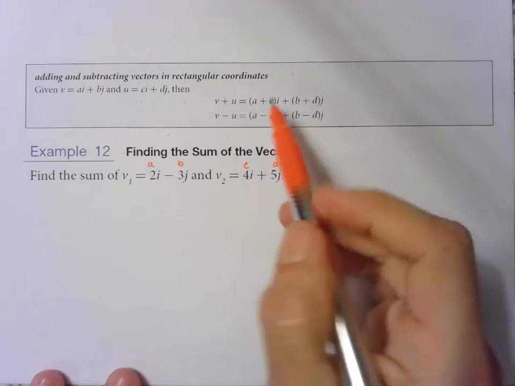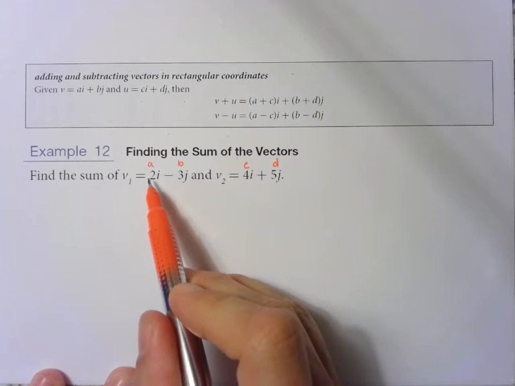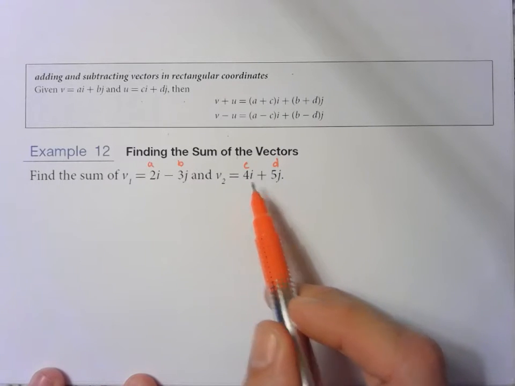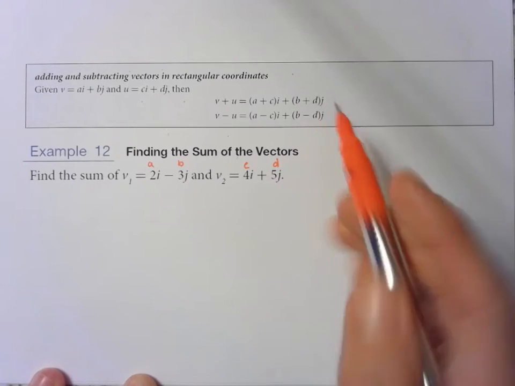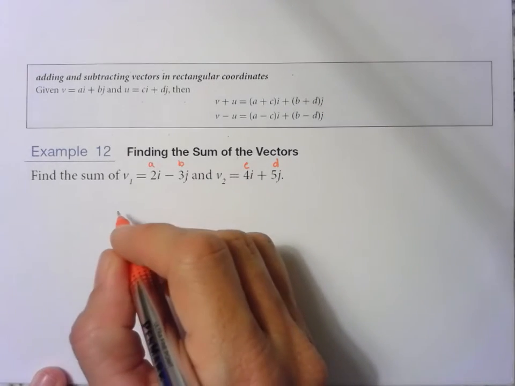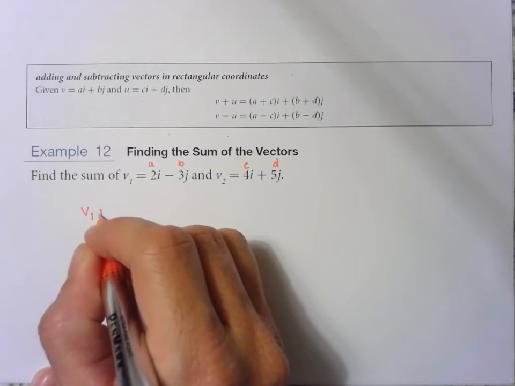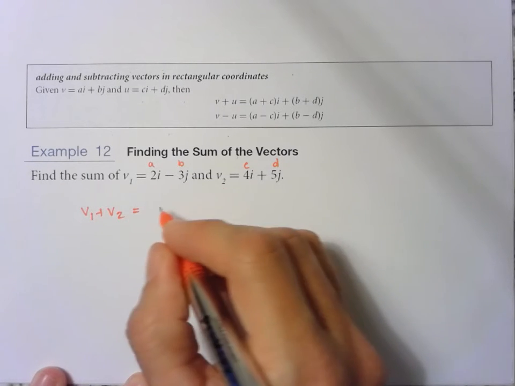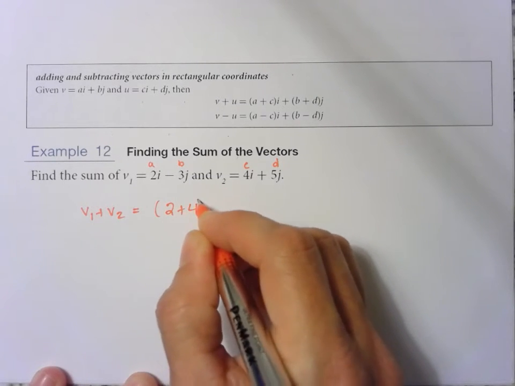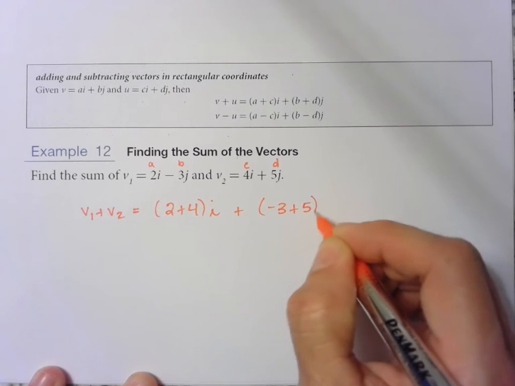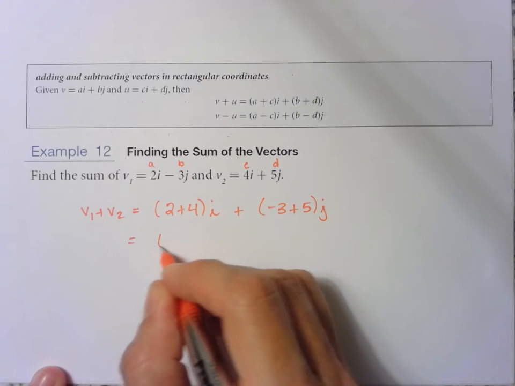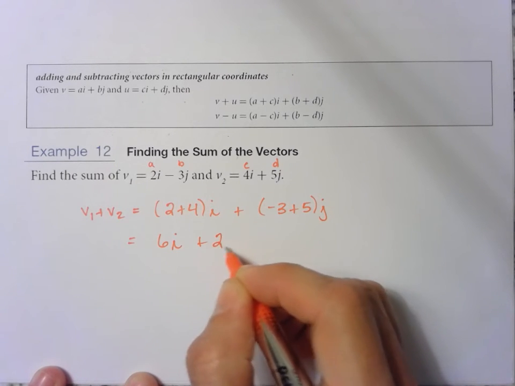So we just use the formula, (a plus c) i, so in other words, add the a's, put an i, add the b's, put a j. So the sum v1 plus v2 is (2 plus 4) i plus (-3 plus 5) j, which is 6i plus 2j.